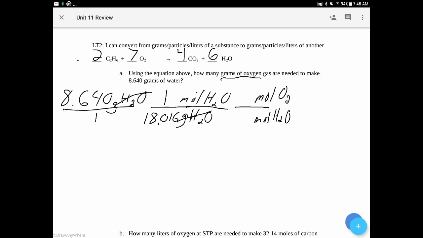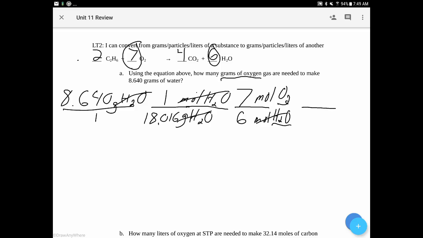So to get the numbers that go in front of our moles here in our mole-to-mole ratio, we look at the coefficients of H2O and O2. O2 is 7, which is right here. So we put a 7 in front of moles of O2. H2O is 6. So we put a 6 in front of moles of H2O. Okay? Now, moles H2O cancel out. We're left with moles of O2. That is still not where we want to be, so we need another conversion factor.